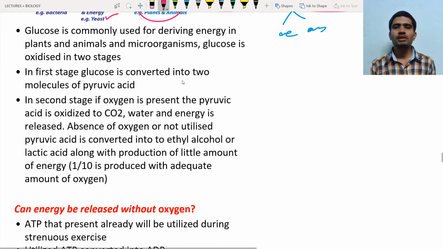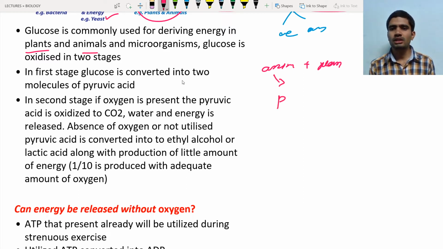Glucose is commonly used for deriving energy in plants and animals. Whether it is an animal or a plant, they need energy. We know that animals like human beings produce energy all the time. But what about the plants? The plants produce energy in the daytime by using sunlight. When the sunlight is there, they perform photosynthesis. When the sunlight is absent, they perform cellular respiration. So this is the main difference.